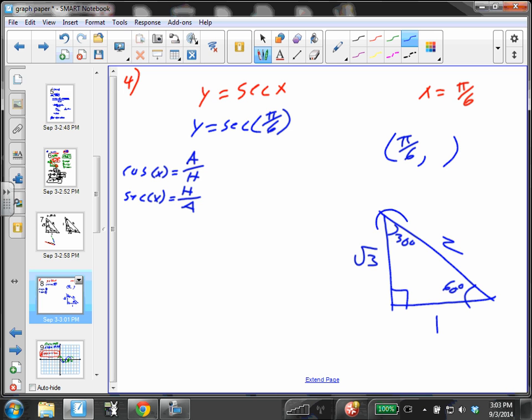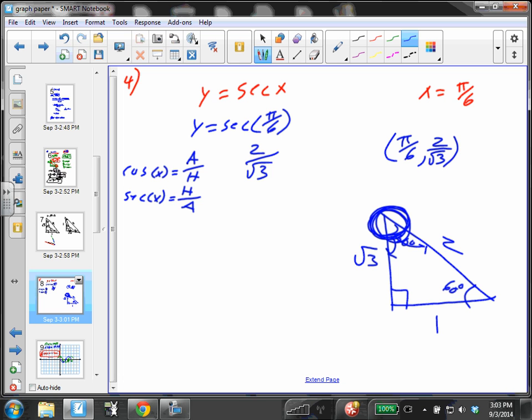30. So we have to work from the 30-degree angle, okay? From the 30-degree angle, and we want hypotenuse over adjacent. So the hypotenuse is 2, and the adjacent side is the square root of 3. So 2 over the square root of 3. And I'm going to leave it with the square root of 3 on bottom. I know that's something that you didn't do in trig, but I'm not concerned about it here.